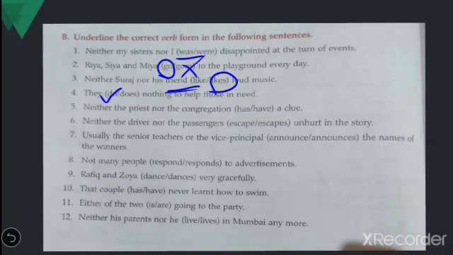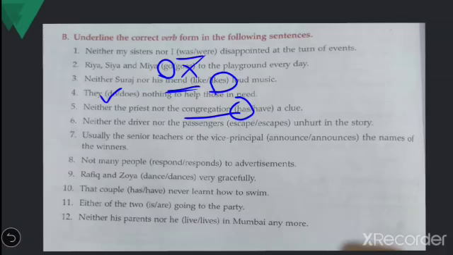Neither the priest nor the congregation has or have a clue. So here this word congregation is singular. So that's why the singular verb will come. So has will come. Now look at the sixth one.